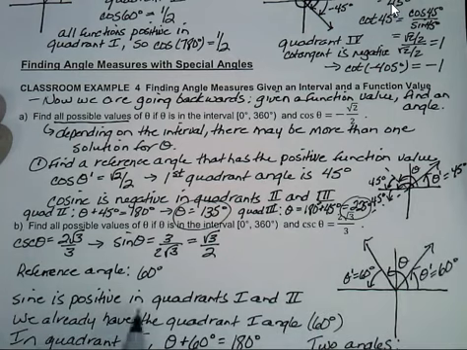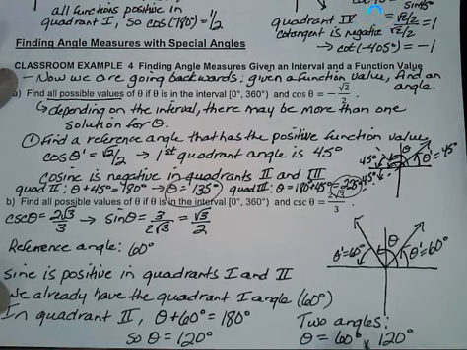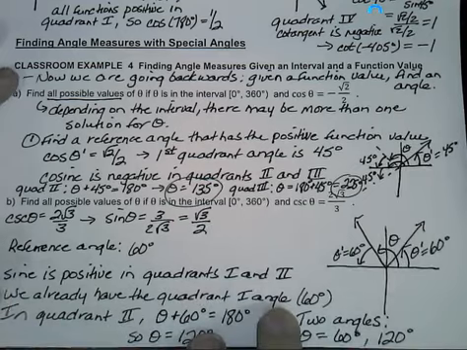And I know sine is positive in quadrants 1 and 2. It means cosecant's also positive in quadrants 1 and 2. So I already have the quadrant 1 angle. That would be the 60 degrees. In quadrant 2, my angle plus my reference angle is going to be 180 degrees. If I solve this equation for theta, I get 120. That means that my two solutions for this problem are 60 degrees and 120 degrees.